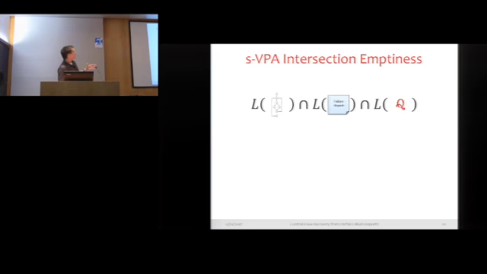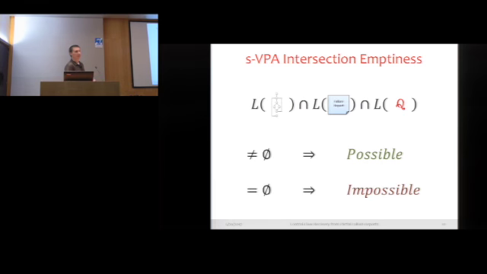So at this point, I've described how to encode the control flow graph, failure report, and query as S-VPAs. So now we can use standard mechanisms for automata intersection emptiness in order to answer our question. If the intersection is non-empty, then there exists a context-sensitive path through the control flow graph that satisfies all failure report constraints and the user's query. So we answer possible. Otherwise, we answer impossible.